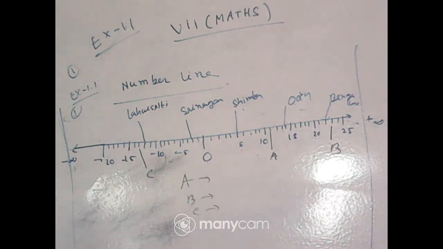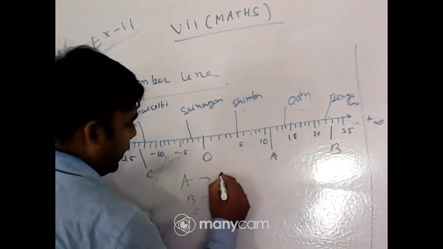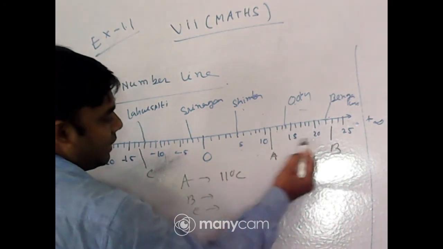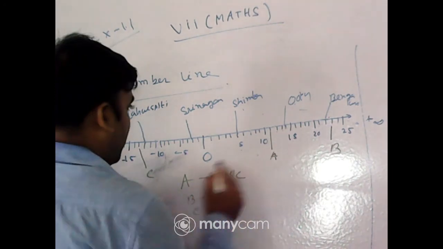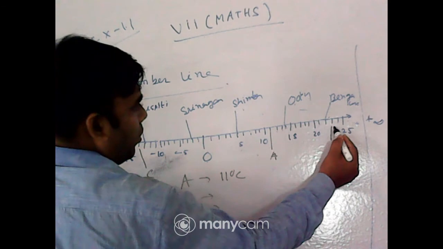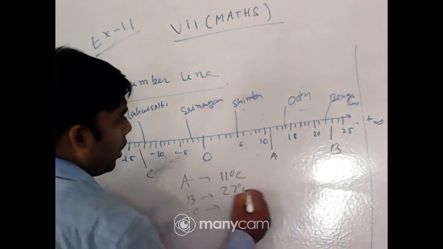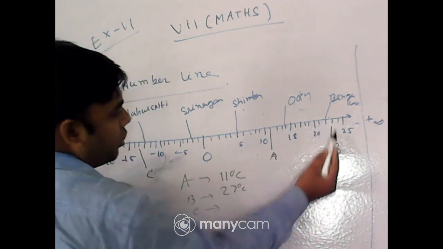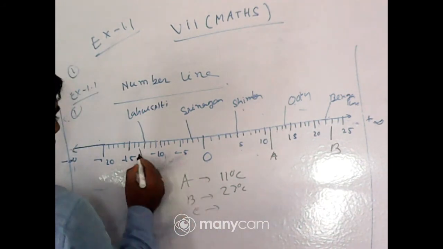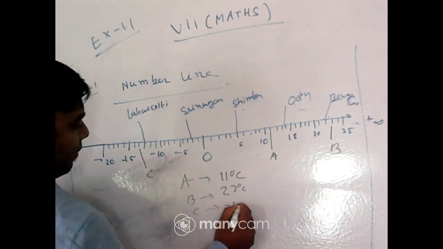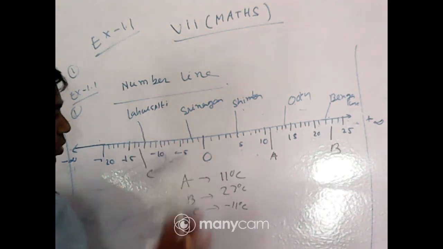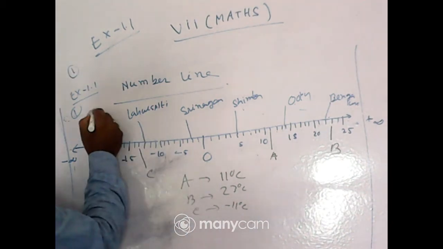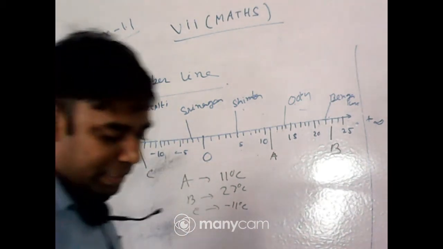No one is giving degree Celsius. Only 11, 12, 13 it is. Okay, so look at the board. So it is 10, 11. 11 is positive or negative? Right hand side of 0, so positive. B, that is 23 degrees Celsius, because 20, 21, 22, 23 positive. And C, that is minus 11 degrees Celsius, because it is on the left hand side of 0. Okay, so that A part is complete.